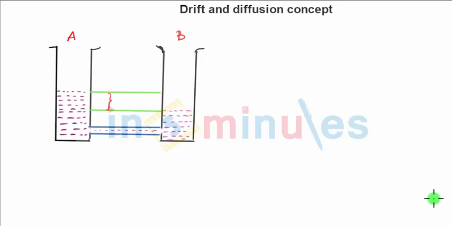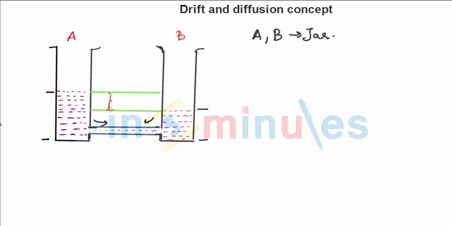Next is the concept of drift and diffusion. Suppose, for example, I am considering two jars A and B. A and B are two jars containing water. The level over here is this much, in B is this much. If the two jars are joined at the bottom, the water will flow from this side or that side. Now, what do you think, will the water flow from A to B or B to A?